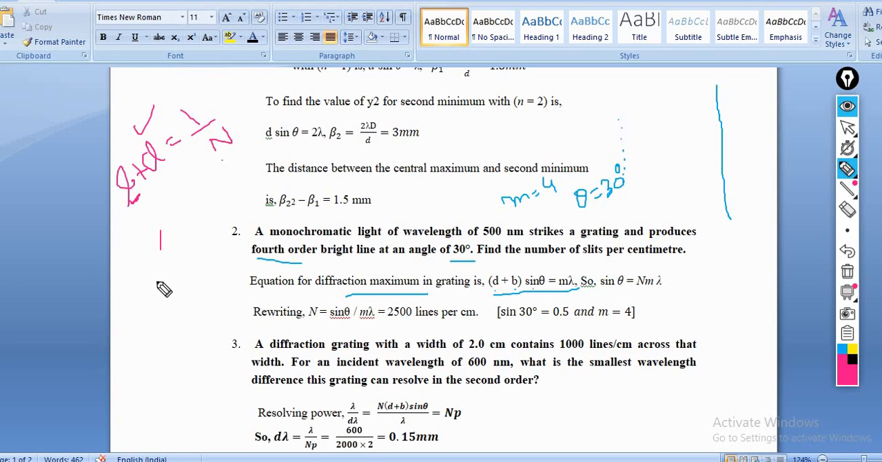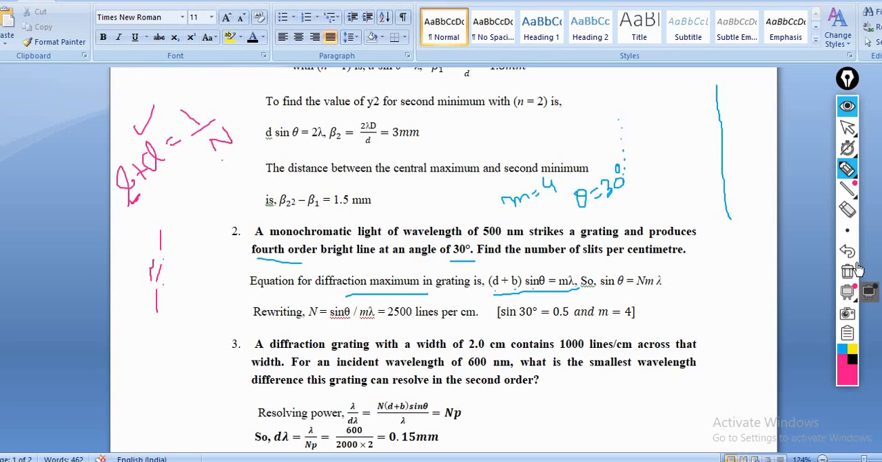Okay, so if you have two consecutive slits, the gap between the slits will be represented as d. This relation is known as the grating element relation.